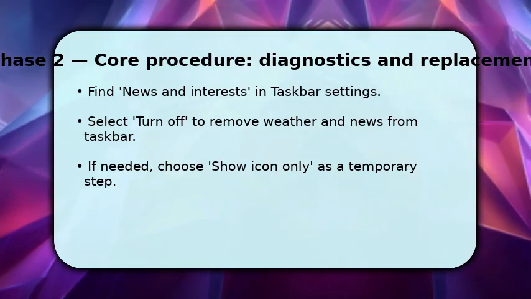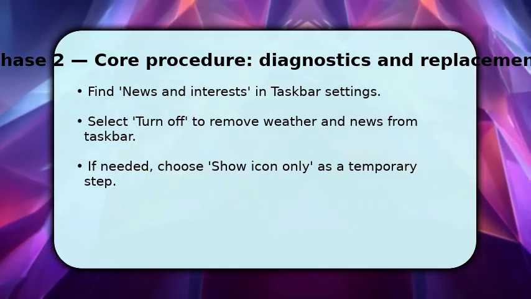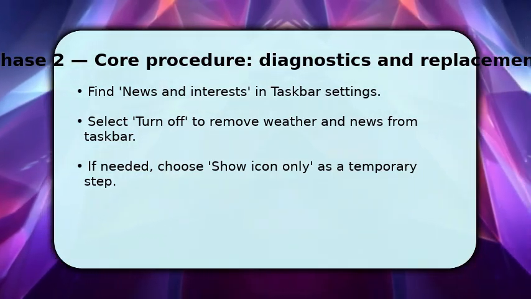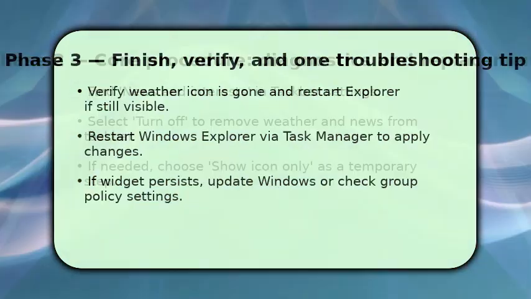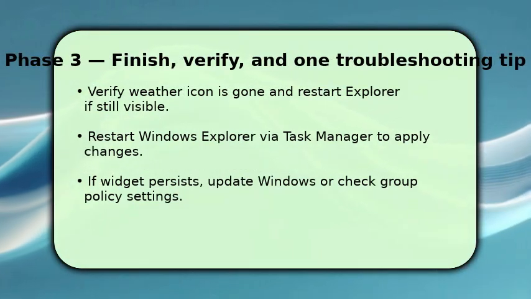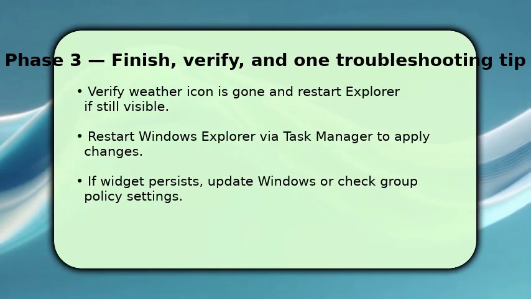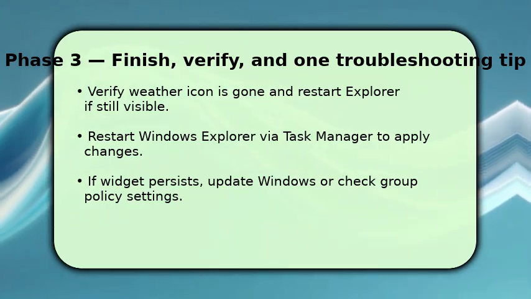Complete the process by confirming the weather icon is gone from your taskbar. If it remains, restart Windows Explorer using Task Manager, select Explorer, then Restart. This forces the taskbar to reload and usually resolves stubborn displays.